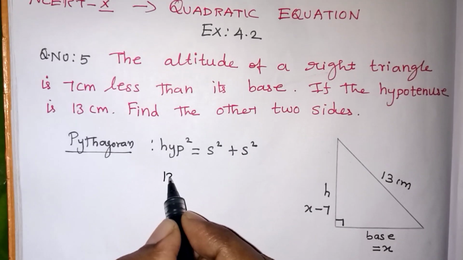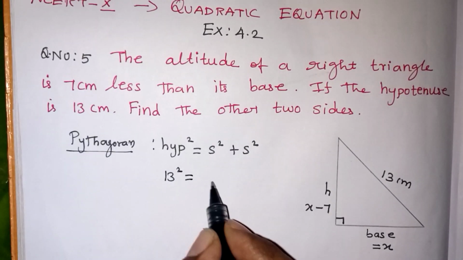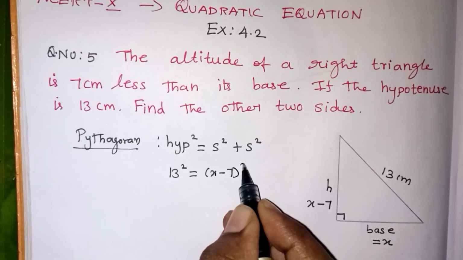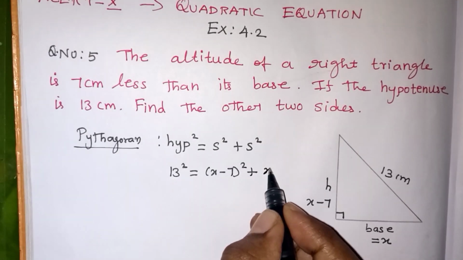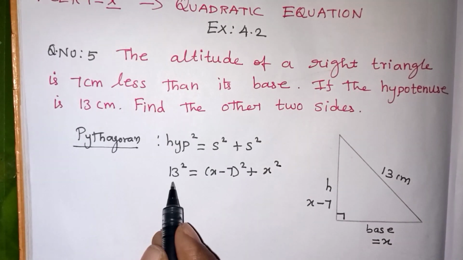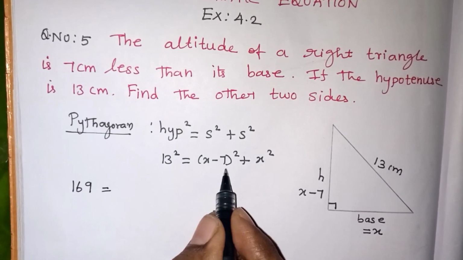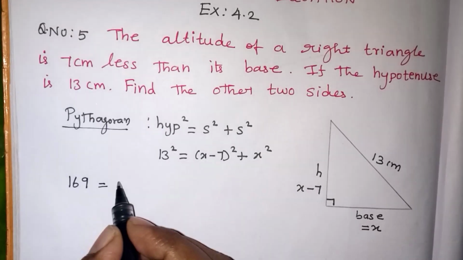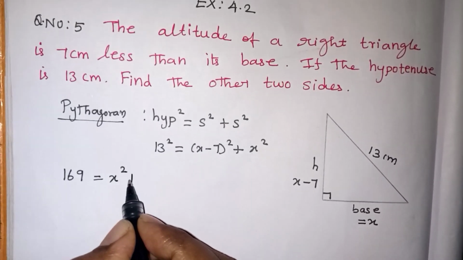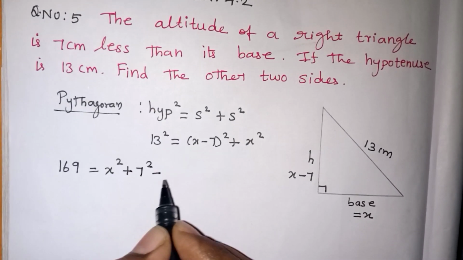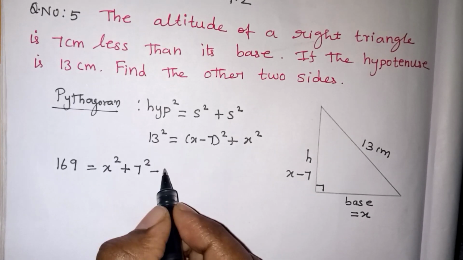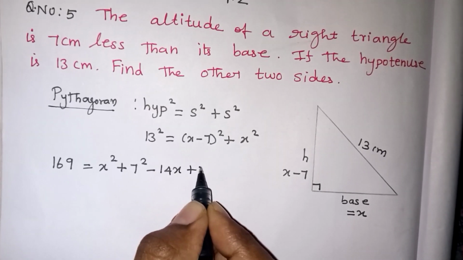The hypotenuse is 13, so 13 squared is equal to one side, x minus 7, and the other side, x. So you should write (x minus 7) squared plus x squared equals 13 squared. 13 13s are 169. (x minus 7) the whole squared looks like (a minus b) the whole squared, so a squared plus b squared minus 2ab, 2 into x into 7, so minus 14x plus x squared.